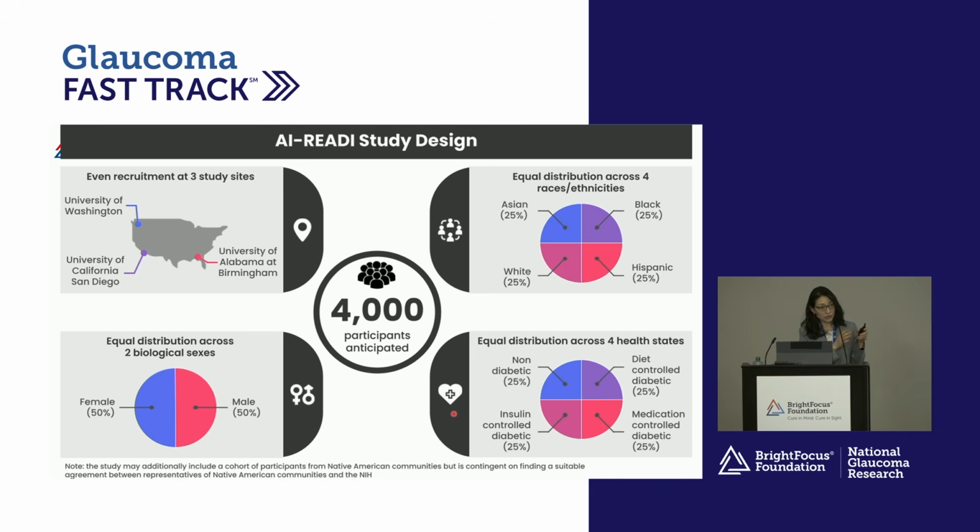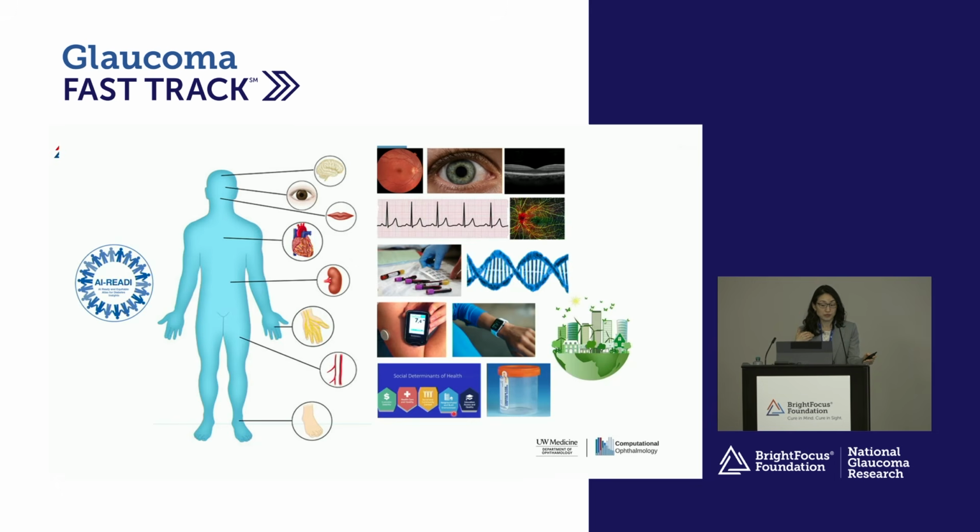One quarter of people are totally normal, one quarter have pre-diabetes, one quarter are medication controlled, and one quarter are insulin controlled. And we are equally dividing into Asian, Black, White, and Hispanic, and then men and women. And we go from toe to bottom.